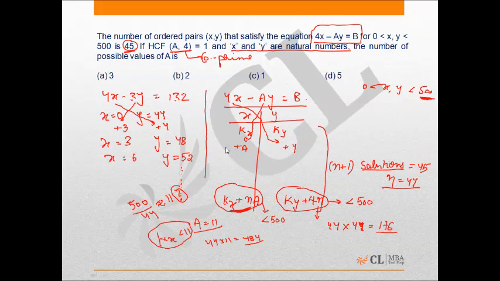So now if I talk about x, it can be 11. It cannot be 9, because in that case it becomes 2 less. So only one solution of a is possible. One solution of a is possible, that is option C, I tick off.